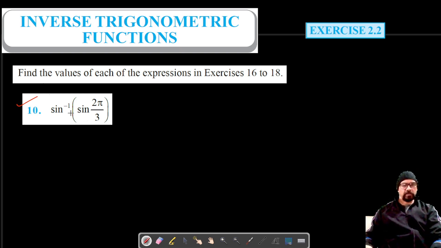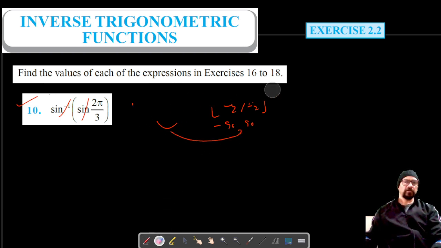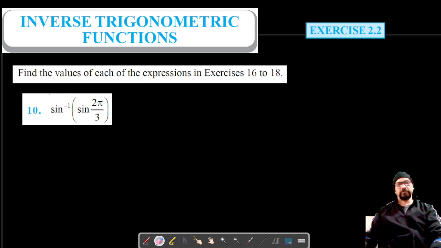Question number 10, for which we have to find the value. It seems to be a simpler case where the sine inverse and sine cancel, and our answer seems to be 2 pi by 3. But this does not belong to the range minus pi by 2 to pi by 2, because 2 pi by 3 is 120, and this value is not between minus 90 and 90. So this is actually not the case, and we will have to get this in the range, that is minus pi by 2 to pi by 2, the principal range.